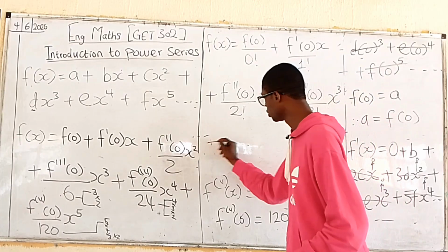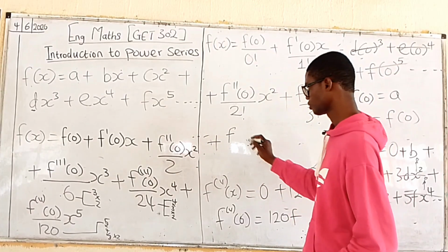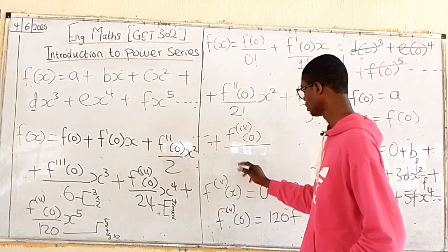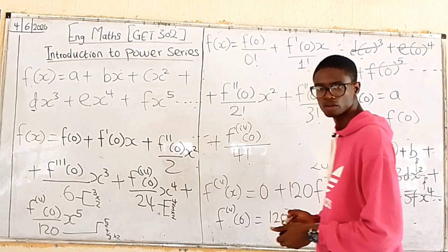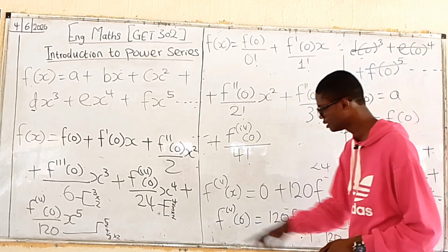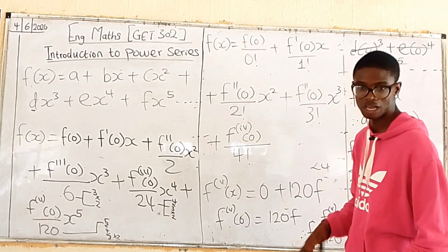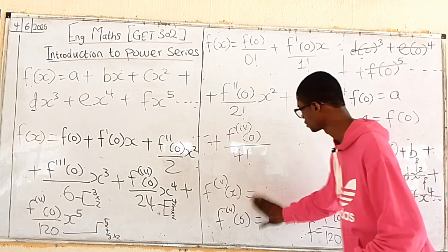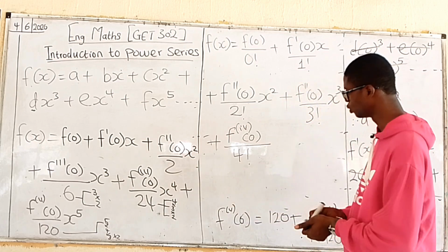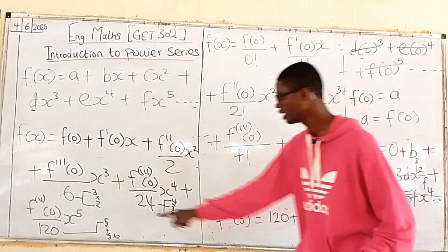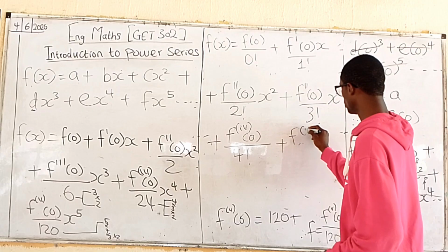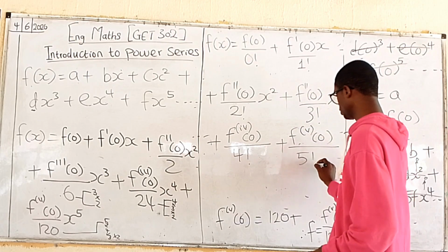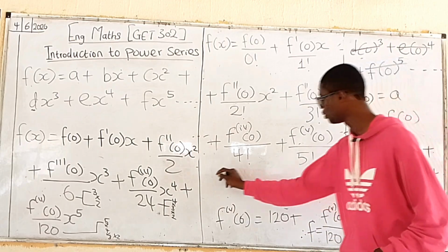So now we have that plus F IV of 0 all over 4 factorial, because it's 4 times 3 times 2 times 1, and this is the same as 4 times 3 times 2. Because 1 does not affect anything, it's neutral. Is there any question? Okay, plus we have finally this, which is F V of 0 all over 120, which is 5 factorial if you check. And it will keep going forward.